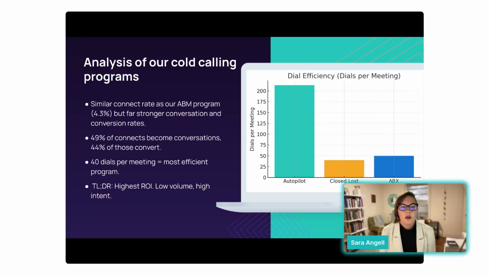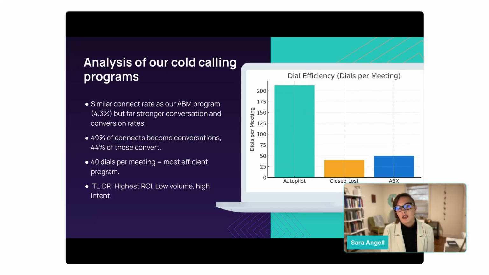One of the things I talked about earlier is how this is such a strong program for us, especially on cold calls. So what you're seeing here is data from our cold calling programs. Closed Lost have very similar connect rates to our ABM calls, around 4.3% as far as connect rates. We focus heavily on ABM here, and it is a really well converting channel for us.